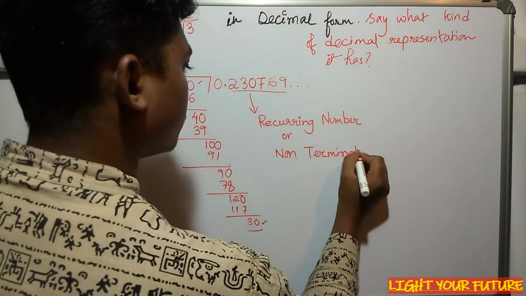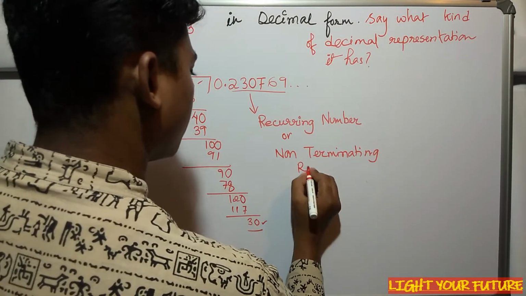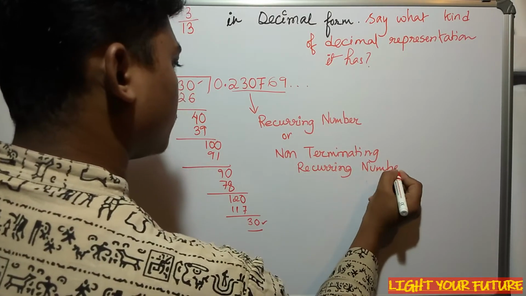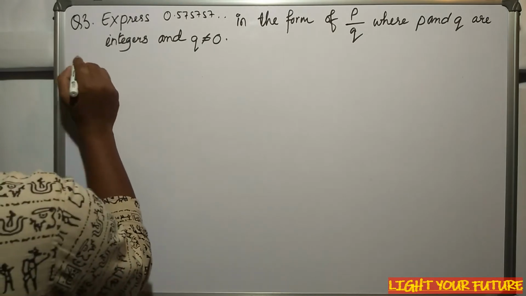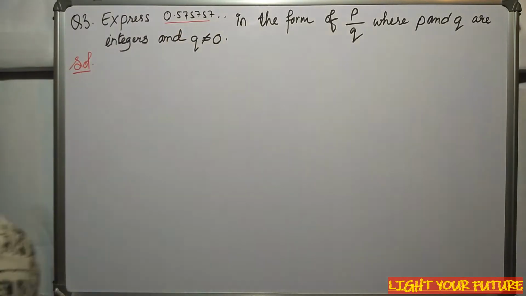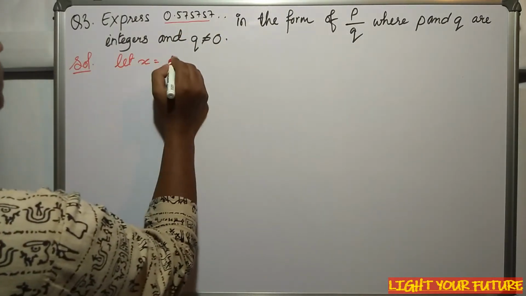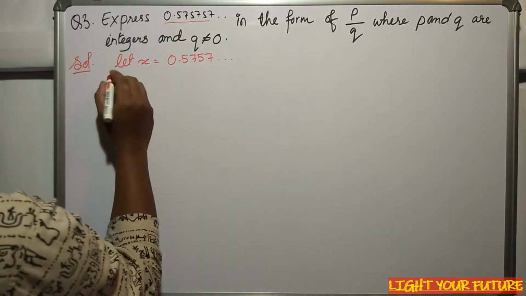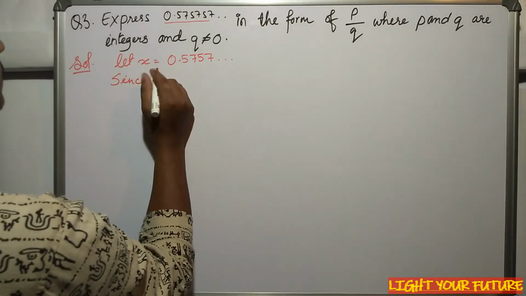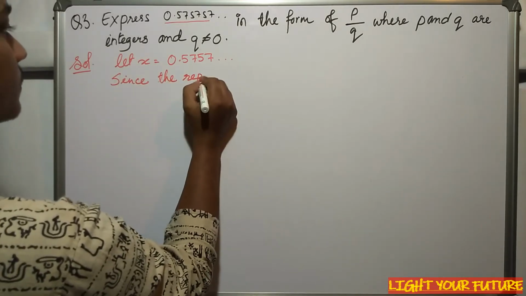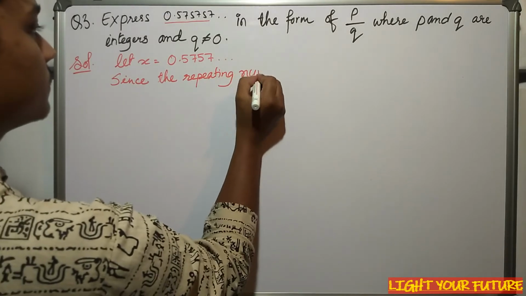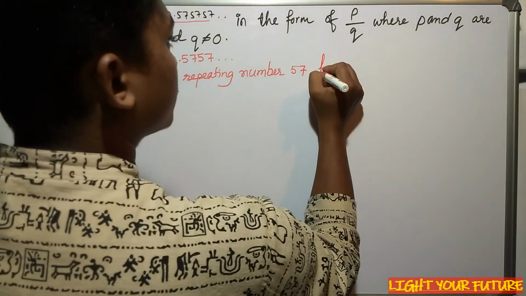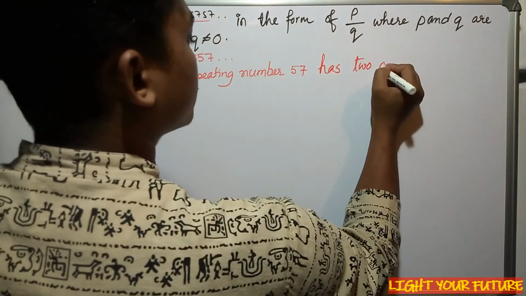I hope I am able to make your concept clear. Let's move on to our next question. Express 0.575757, where 57 is repeating, in the form of p by q, where p and q are integers and q is not equal to 0. So first let's take x equals 0.5757... Since the repeating number 57 has 2 digits, we will multiply it by 100.